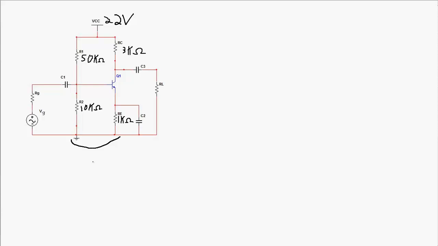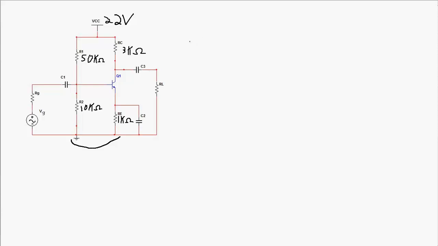We need to make sure that we are at an operating region that will allow this circuit to be an amplifier, so that it's in the right operating region. And to be an amplifier, you need to be in the active region.